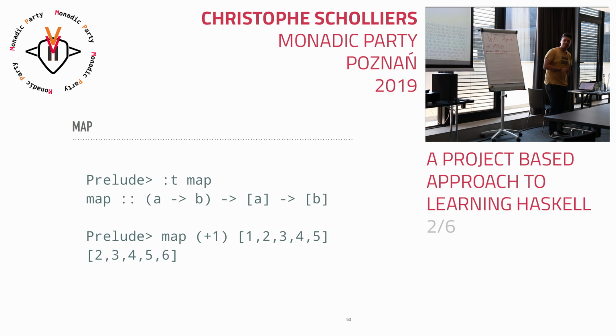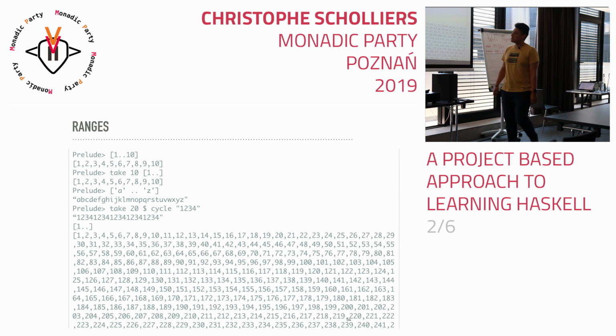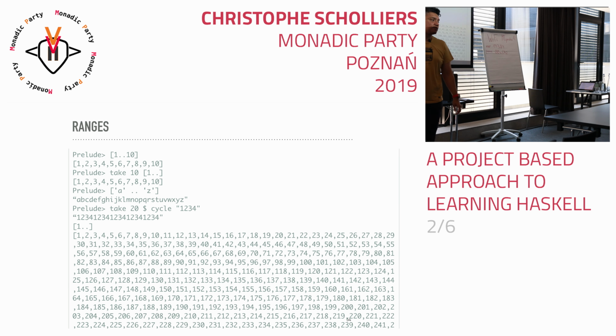Then there are also ranges. I don't think that we are going to use it in Snake, but it's something very handy. So you can, for example, say, well, give me all the numbers from 1 till 10. And so you just write a list. You define the first element, then you write 2 dots, and then the nth element, and you get a new list which has all the elements from 1 to 10.